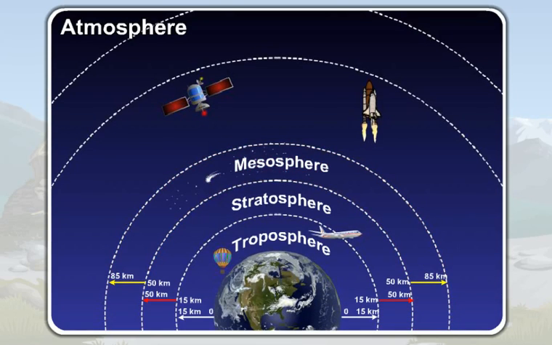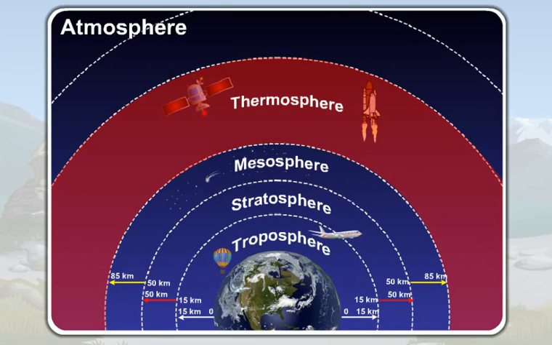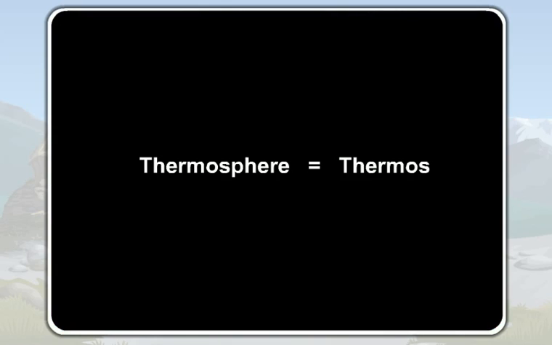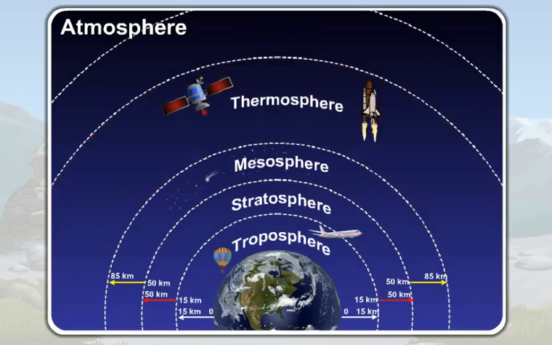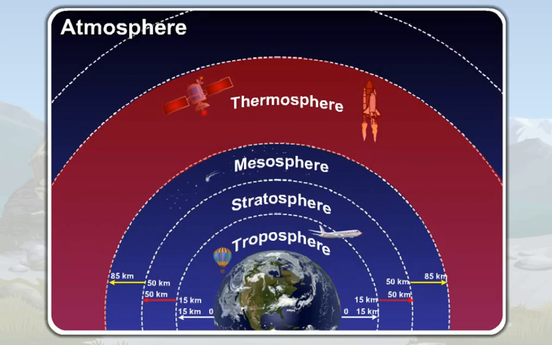Above the mesosphere is the thermosphere, or the ionosphere. The word thermosphere comes from the Greek word thermos, whose meaning is hot. This is called the thermosphere because some places in this region may be hot. This layer extends from 85 to 700 kilometers from the Earth's surface.